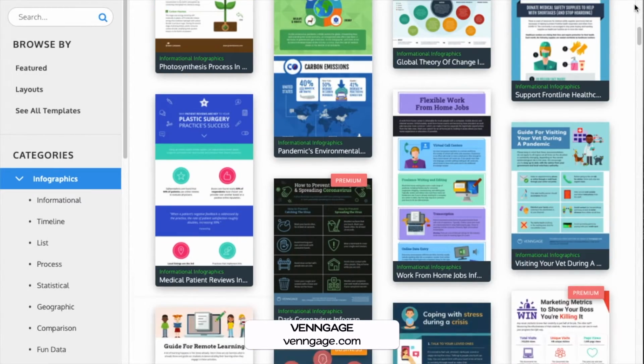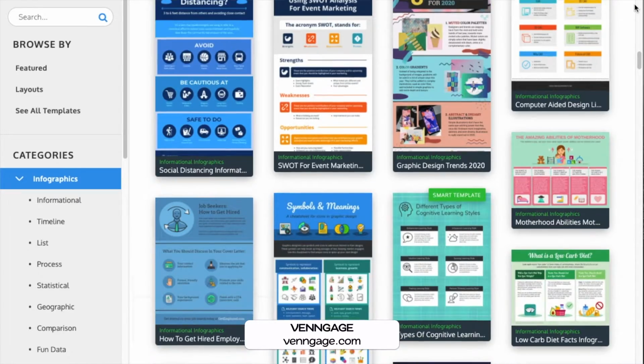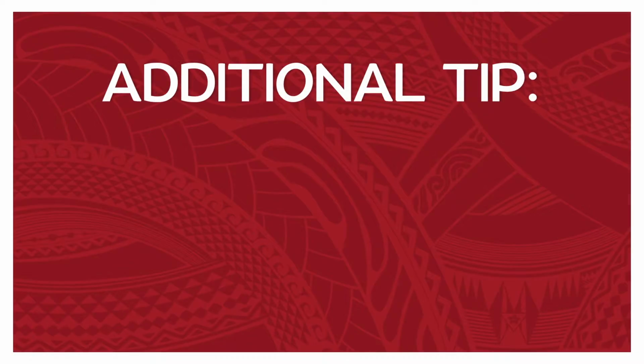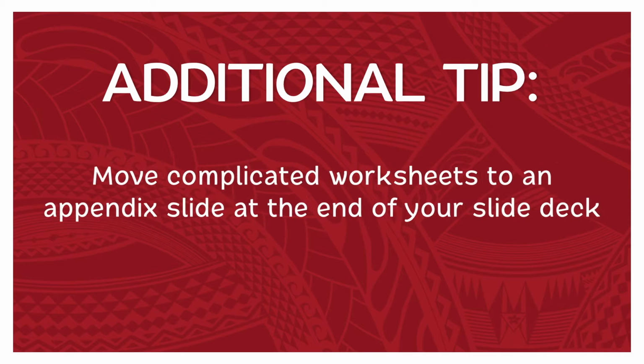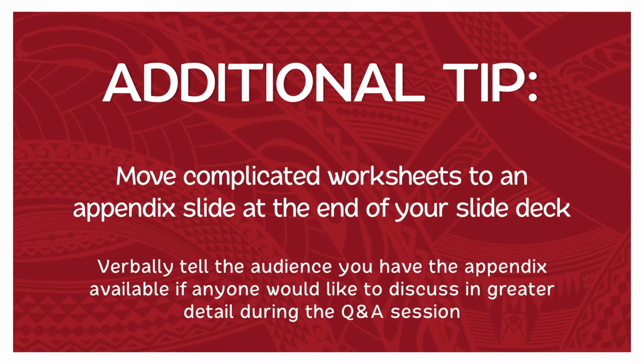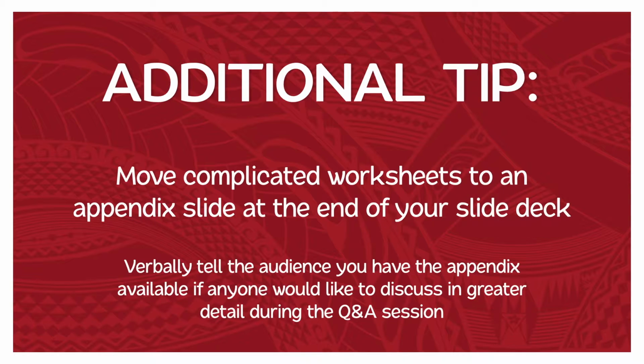Most professors require students to hold a brief question and answer segment with the audience after their presentation ends. If you still want to have a detailed breakdown of your work, you can move that information to an appendix slide at the end of your slide deck, and you can verbally tell your audience that you have the appendix available if anyone would like to discuss the information in greater detail during the Q&A session. This is typically a better time to get into the mechanics of complex worksheets.